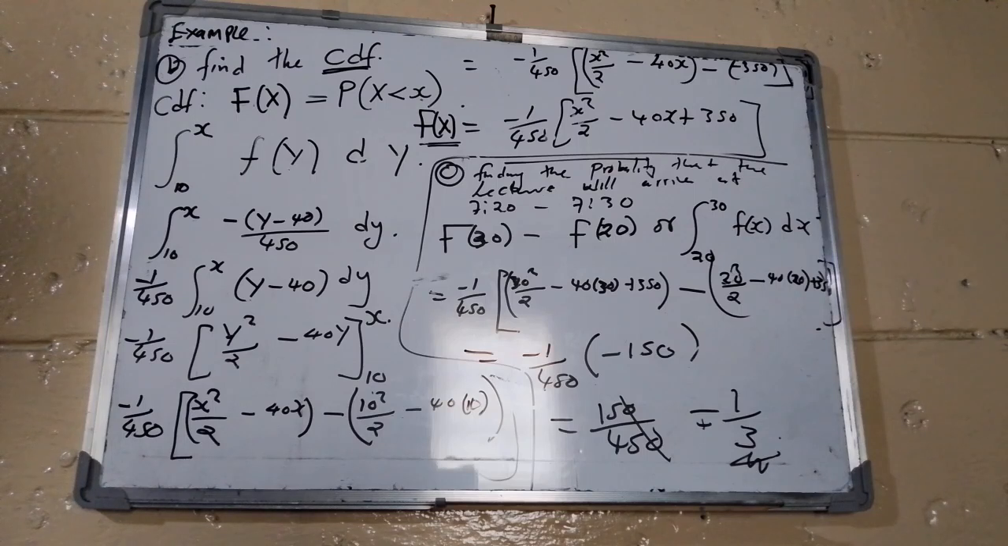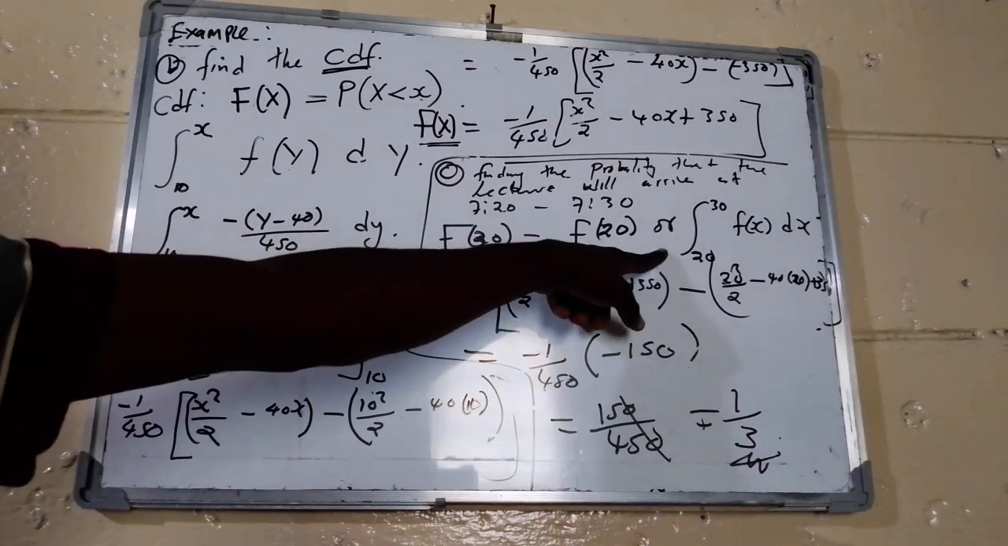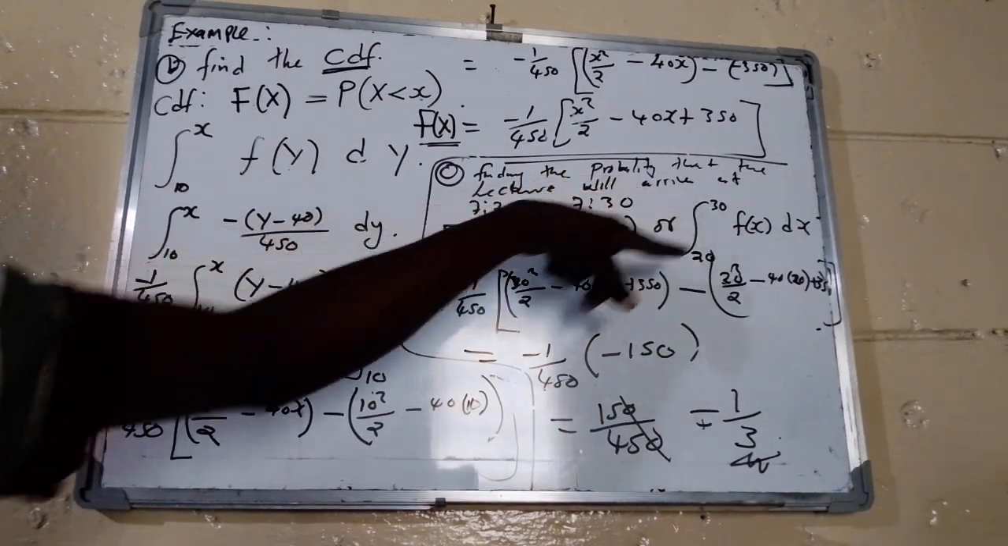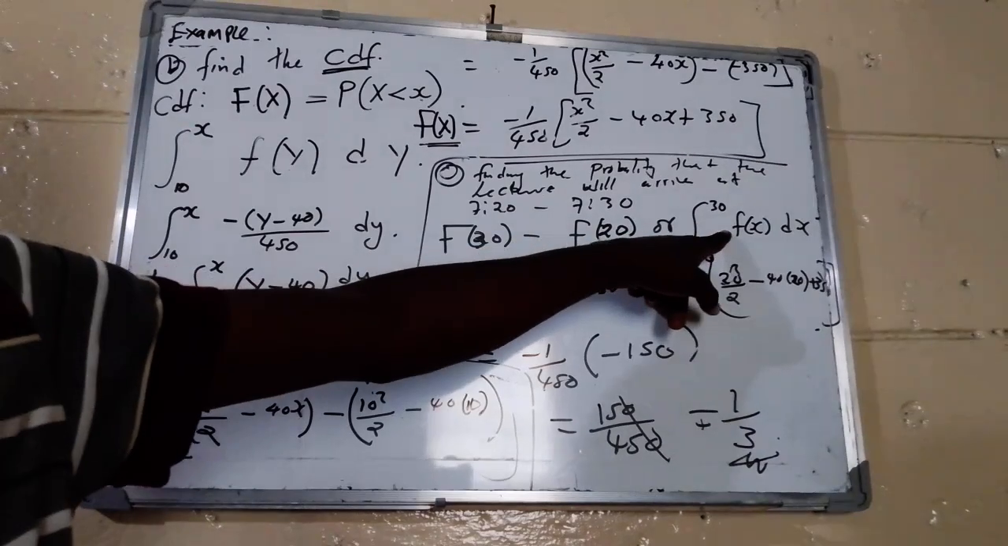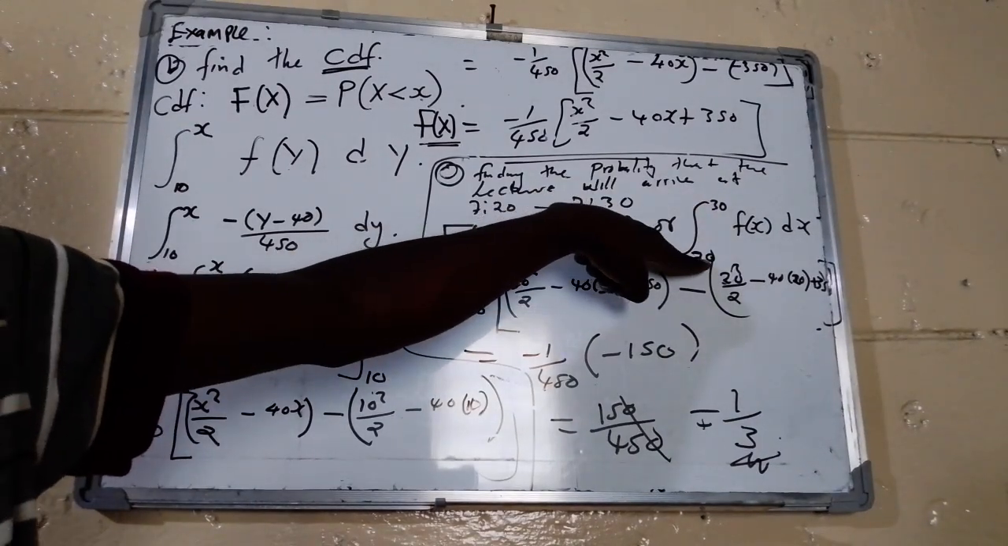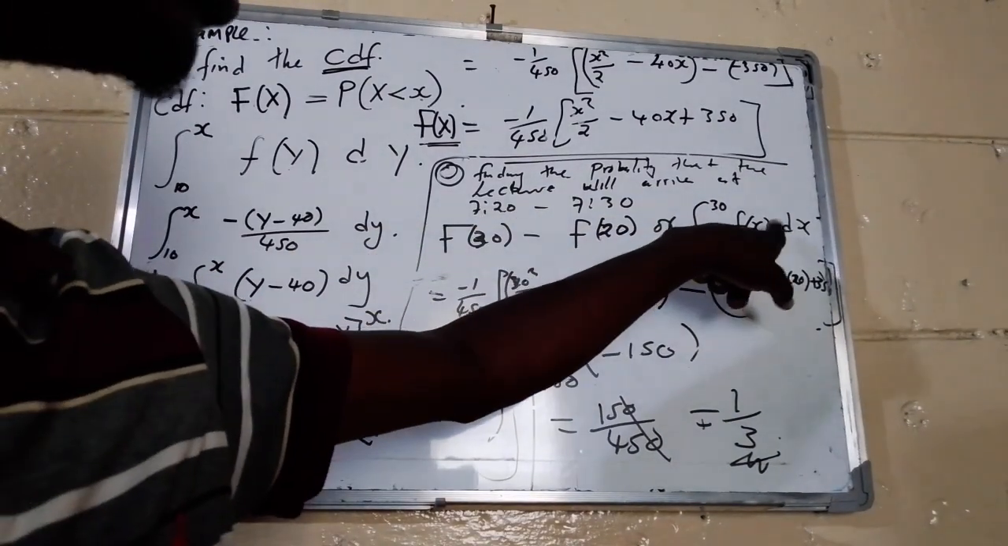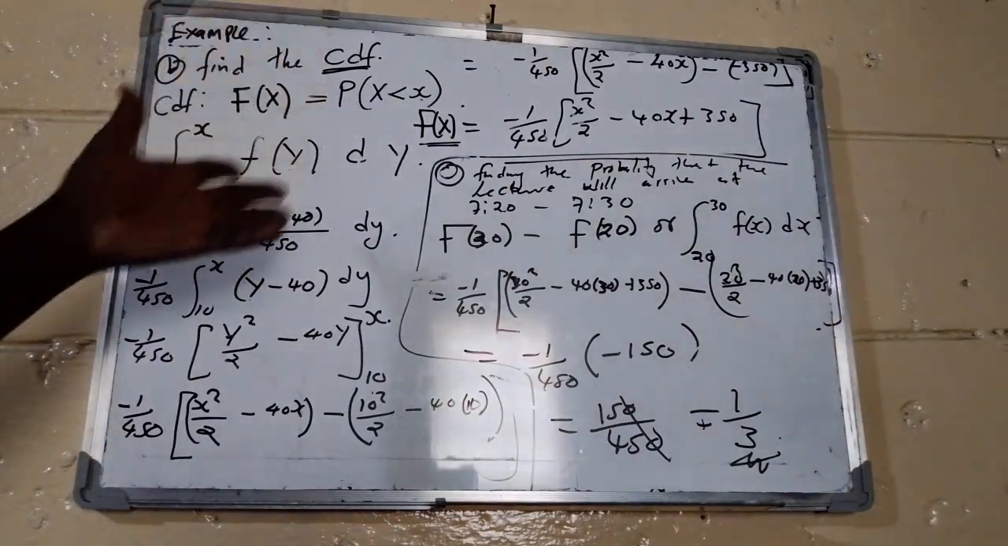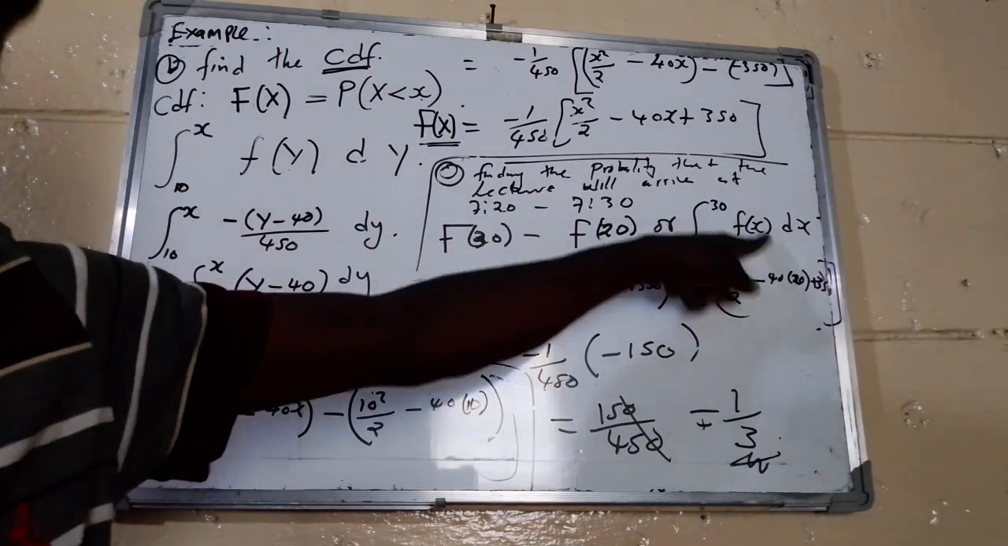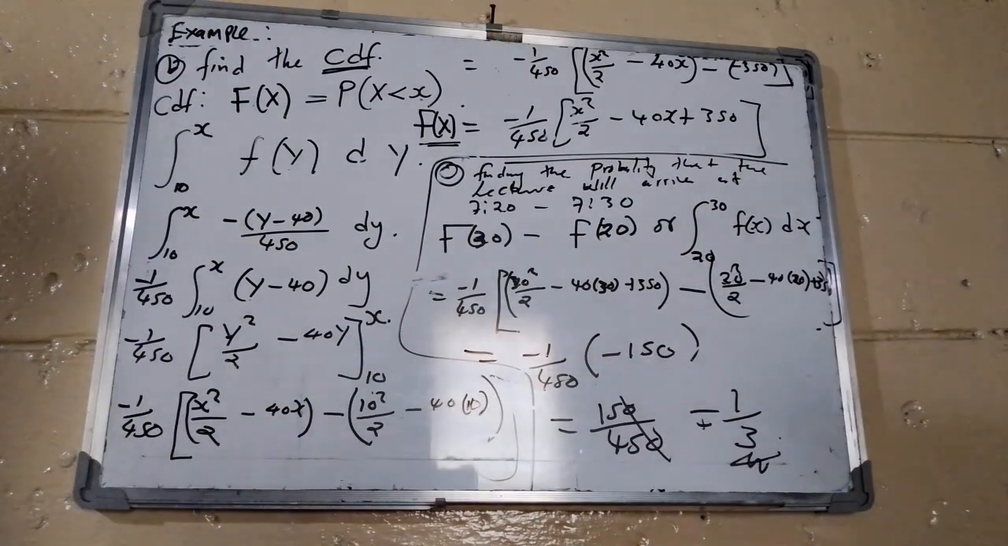So now the task I want you to do is find the probability using the CDF, then integrate from the limit 20 to 30 of f of x. What is f of x? f of x is the PDF given in the question. So integrate and find the value. Is it equal to 1 over 3? That will be the one question by which I'll be able to tell that you've gone through this video.